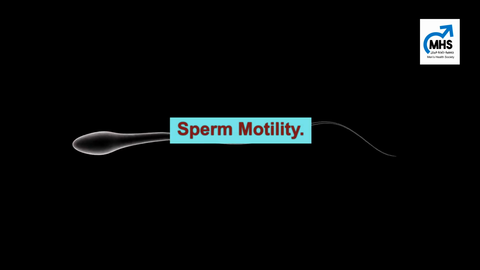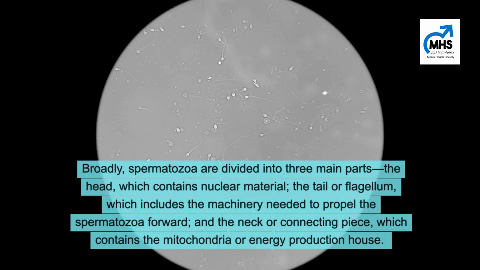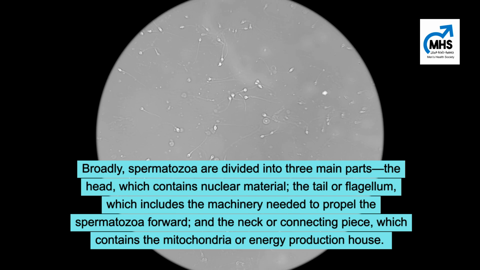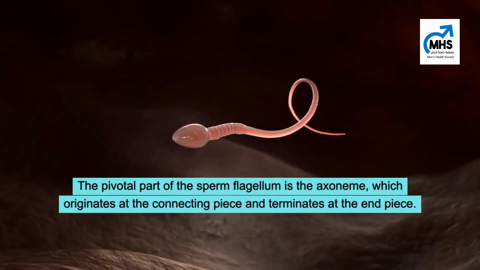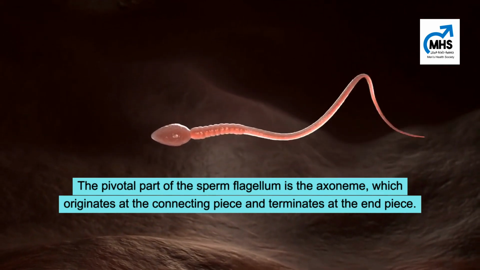Sperm motility. Sperm motility is controlled by its complex structural and molecular signaling mechanisms. Broadly, spermatozoa are divided into 3 main parts: the head, which contains nuclear material; the tail, or flagellum, which includes the machinery needed to propel the spermatozoa forward; and the neck, or connecting piece, which contains the mitochondria, or energy production house.